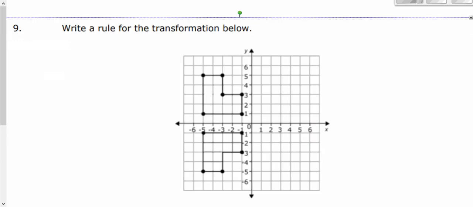Number 9, write a rule for the transformation below. So if I look at my transformation, I can see I would definitely want to use my patty paper, but I could see that this is flipped below. It's flipped over my x-axis. So my x-axis is my mirror. It's a reflection.